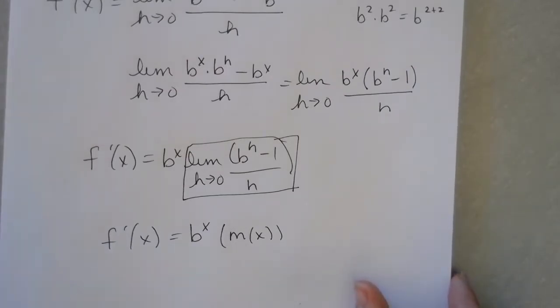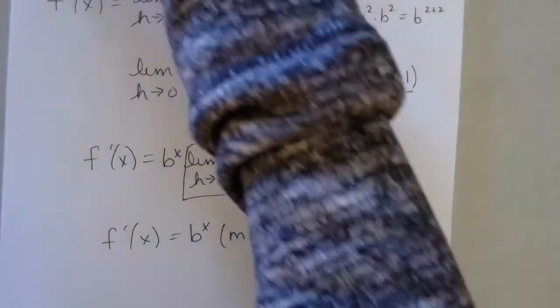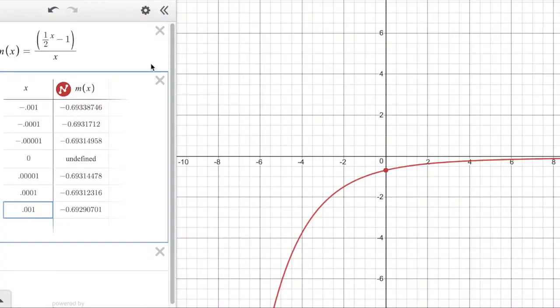I'm going to switch over to my computer screen. We're switching over to the computer screen, and so here is my m of x. We called it b to the x times m of x. And now Desmos doesn't like h, so I had to use x. So this is basically 1/2 to the x minus 1 over x. So I changed the base b to 1/2 for right now.